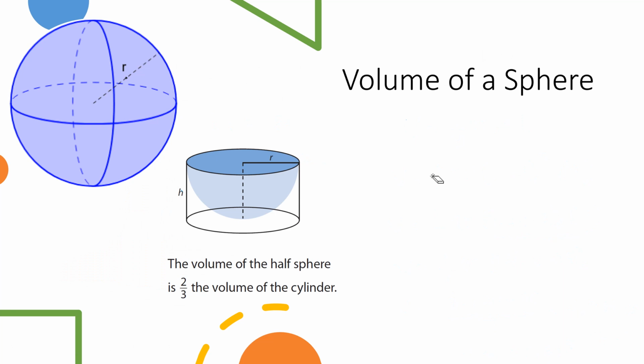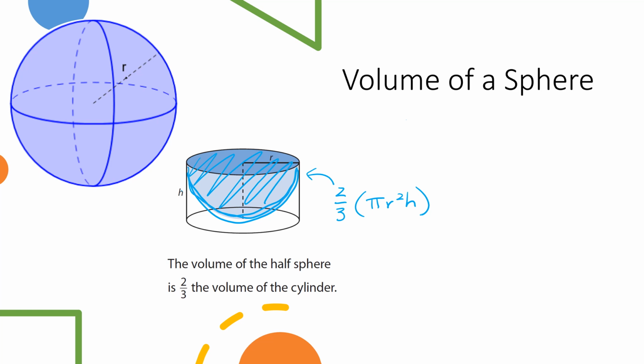All right, so the last shape that we are going to look at is a sphere. A sphere is like a ball or the globe. So what we know in math is that the volume of this half sphere is 2/3 the volume of the cylinder. So this half of a sphere right here, the whole volume is 2/3 of a cylinder, and the cylinder, remember, is pi r squared h.